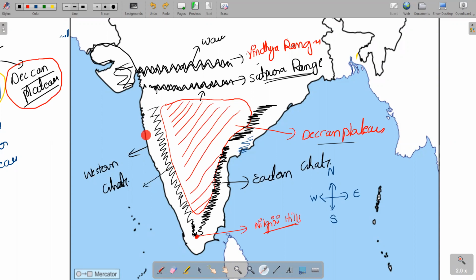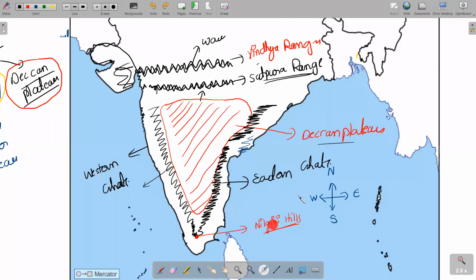On the left side of the Western Ghats you have the Western Coastal Plains, and on the right side the Deccan Plateau. You have to leave some space and draw the Western Ghats like this. And these are your Eastern Ghats, same way. Both of them meet at one point called the Nilgiri Hills.